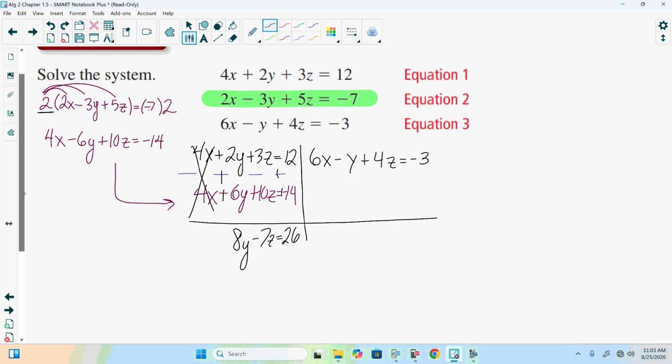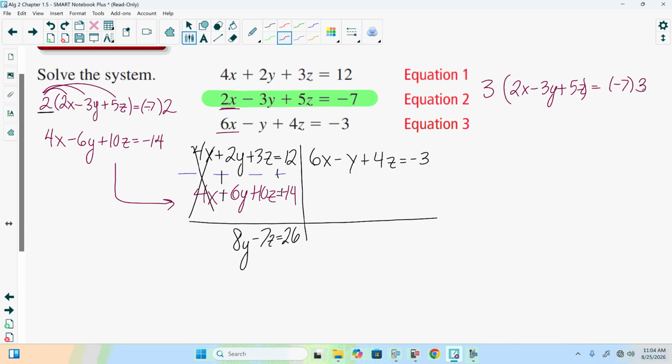So we're going to come back to the eliminator equation. Again, we're still eliminating x. We eliminated x out of the first one. We need to eliminate it out of this other one. So at this point, we need to see what I need to multiply this 2x by to get 6x. What do we need to multiply 2x by to get 6x? Multiply by 3.